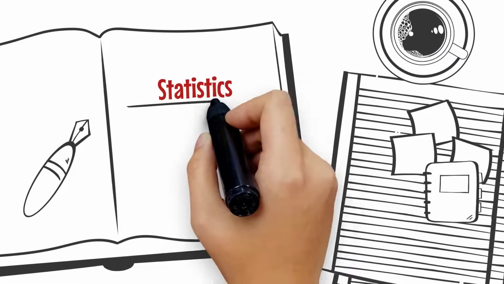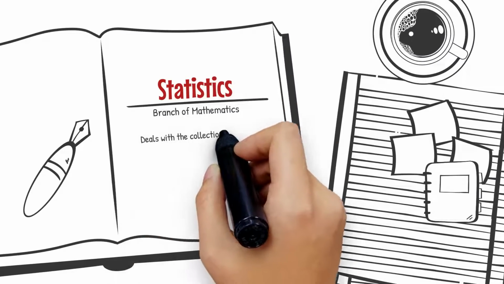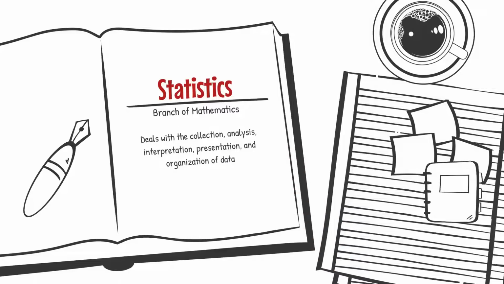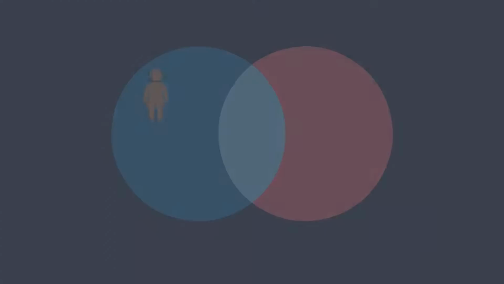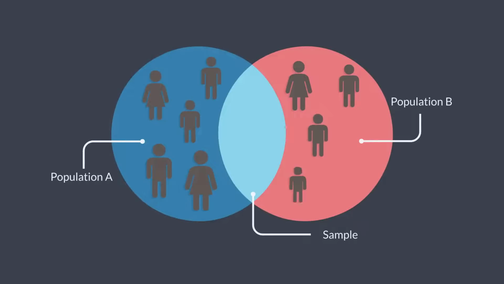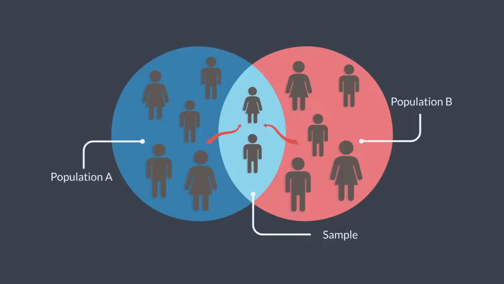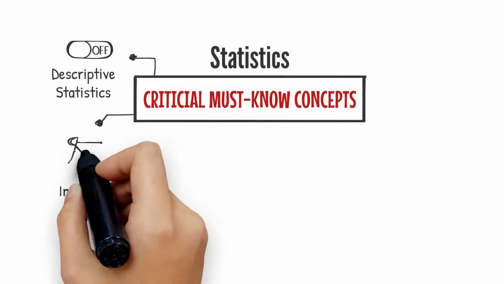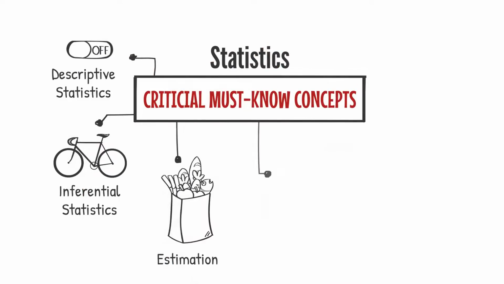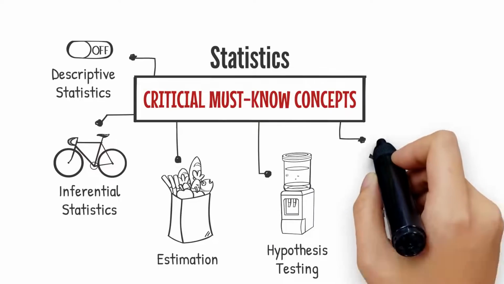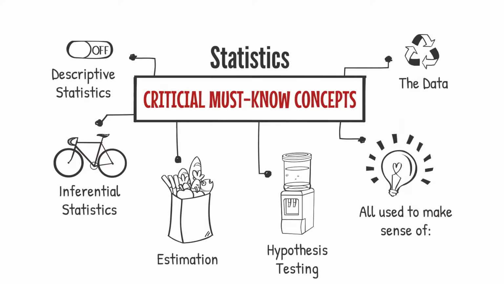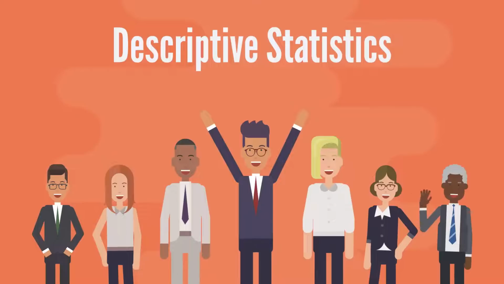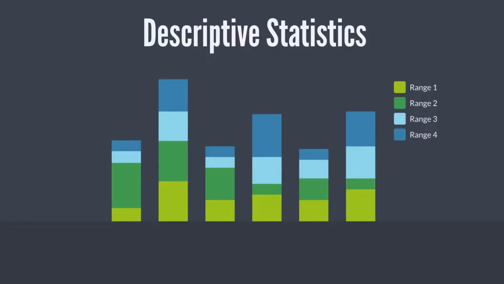Statistics, on the other hand, is the branch of mathematics that deals with the collection, analysis, interpretation, presentation, and organization of data. It provides a framework for making inferences about populations based on samples. In statistics, we use concepts such as descriptive statistics, inferential statistics, estimation, and hypothesis testing to make sense of data.